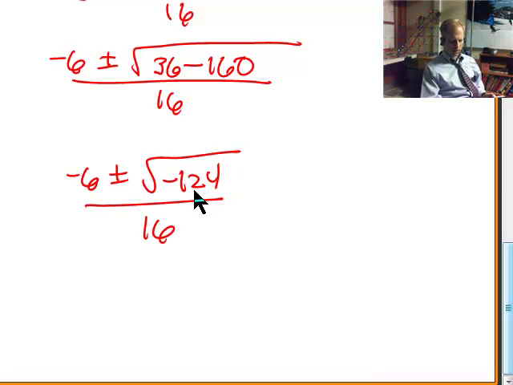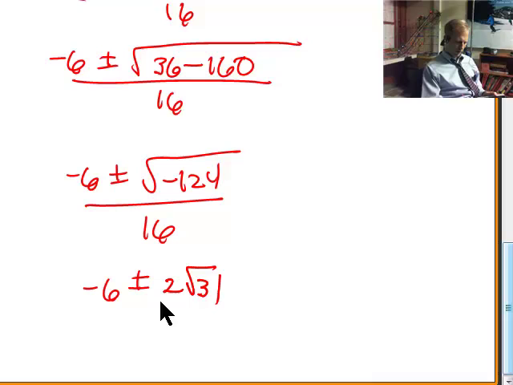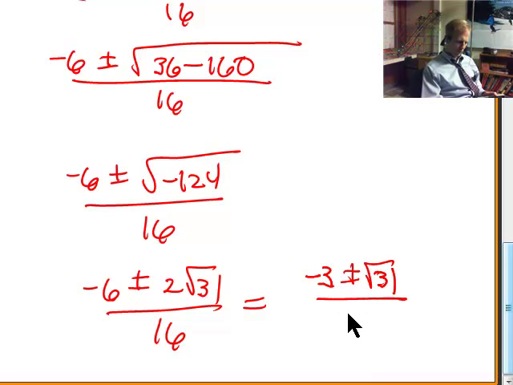Okay, 124 is, let's see, 4 times 31? Yes, 4 times 31. So I get negative 6 plus or minus 2 radical 31 over 16, which I can reduce to be negative 3 plus or minus square root of 31 over 16. And that's it, and I'm done.